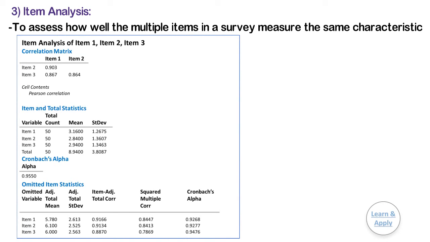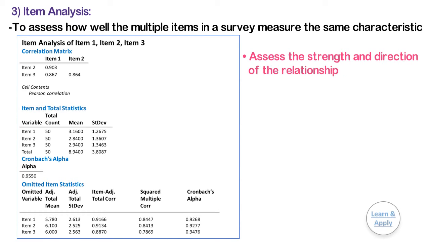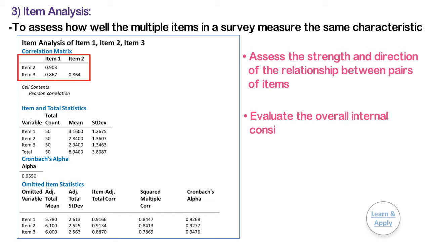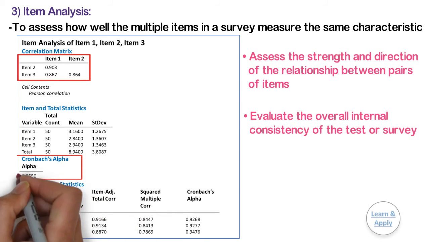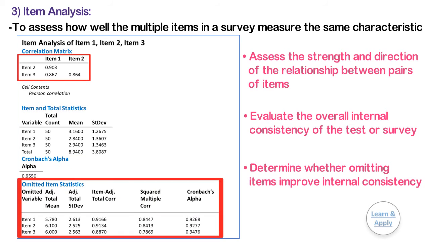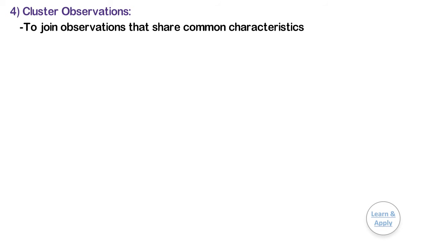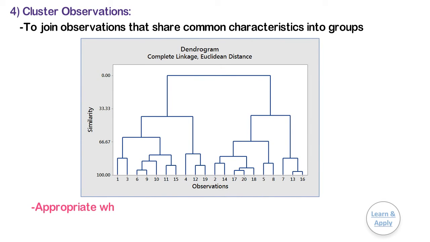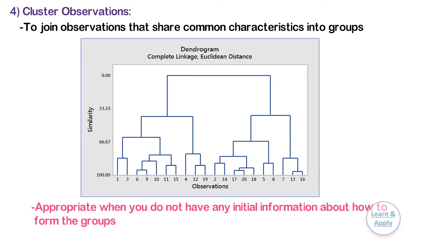Using this analysis, you can assess the strength and the direction of the relationship between pairs of items to evaluate the overall internal consistency of the test or survey and to determine whether omitting items improves internal consistency. 4. Cluster observations. Cluster observations is used to join observations that share common characteristics into groups. This analysis is appropriate when you do not have any initial information about how to form the groups.